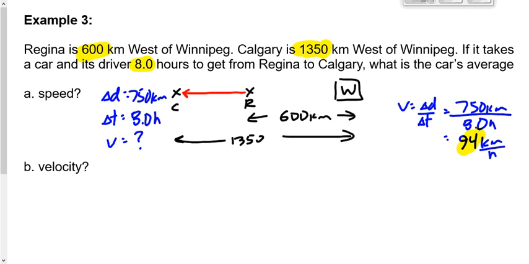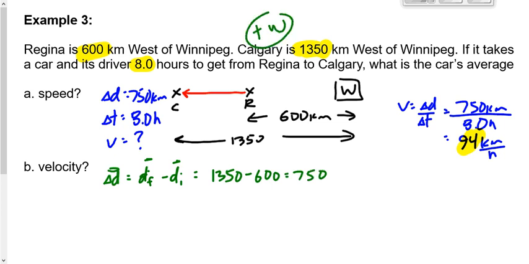B says, what's the average velocity? Well, we need displacement for this. What's the displacement? Yeah, it's final minus initial. I can say, let's go df minus di if you want. df is 1350 minus 600, which is 750. By the way, I'm defining west as positive here.